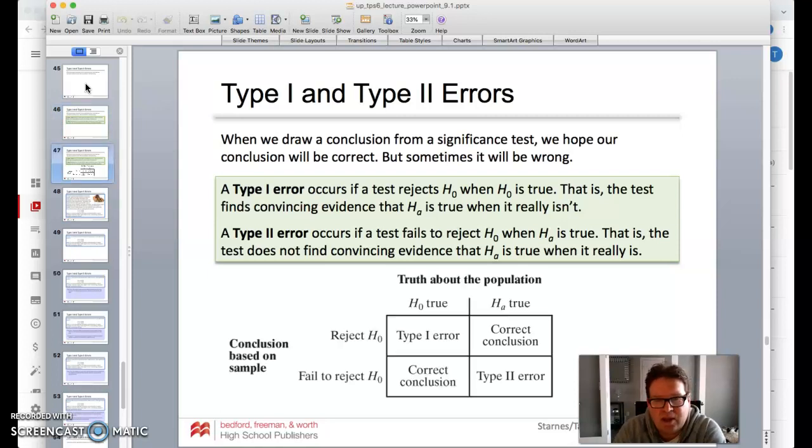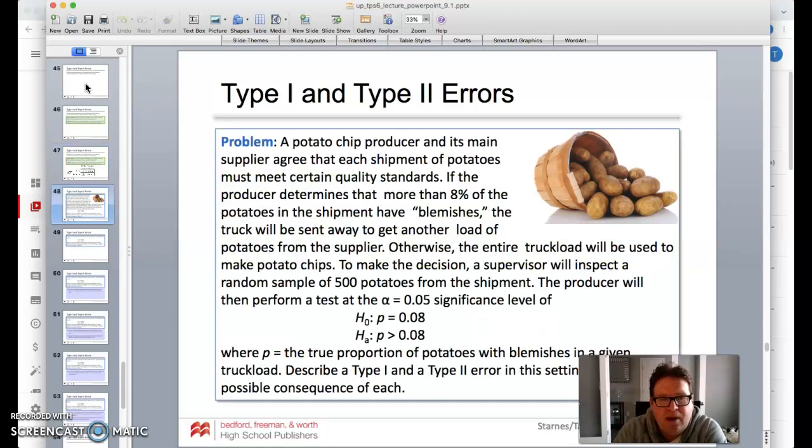So we might get used to those. And again, as we say here, here are the different things that could happen: we get some correct conclusions, obviously, the type 1 occurs, and the type 2 occurs. It's kind of a square there. So there we go. All right, so let's talk about it here.